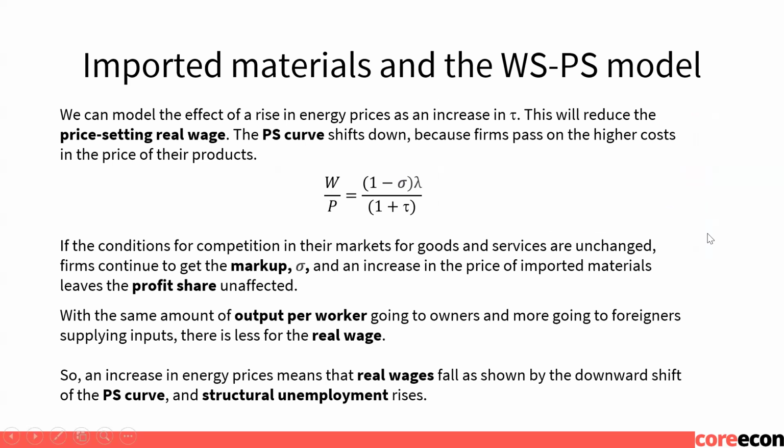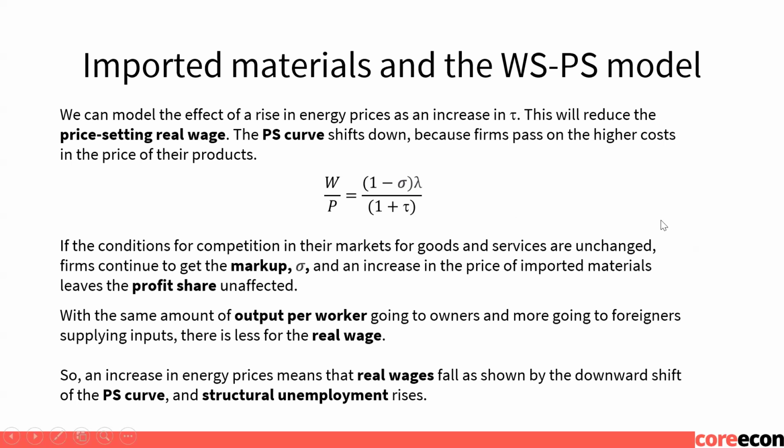Now, imported materials are also an important part to discuss here. We can model the effect of a rise in energy prices as an increase in tau. So let's use tau to denote that. This will reduce the price setting real wage. The PS curve shifts down because firms will pass on the higher costs in the price of their products. So we will have again the real wage, if you will, reduced by this increase in import prices.